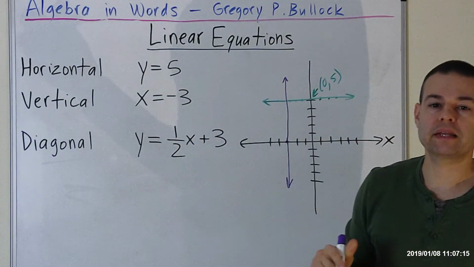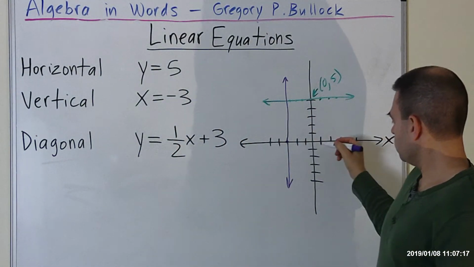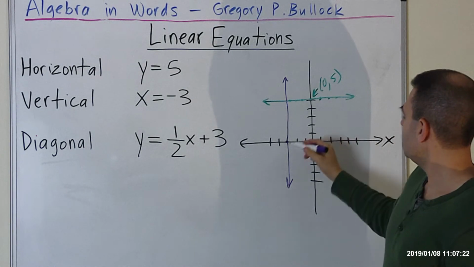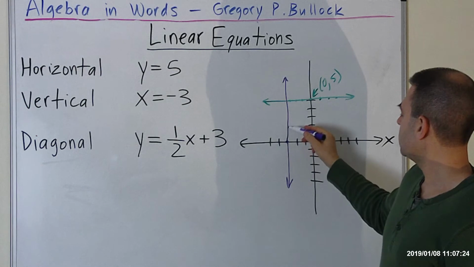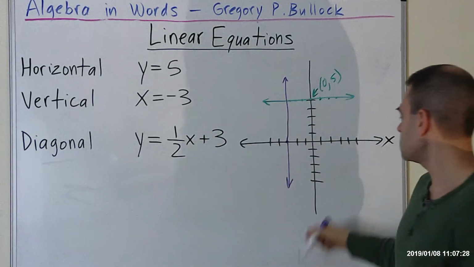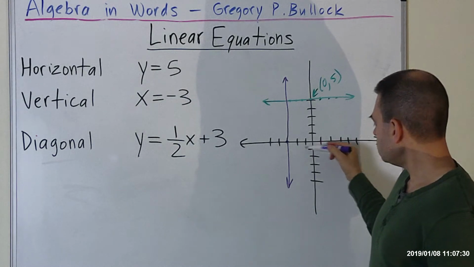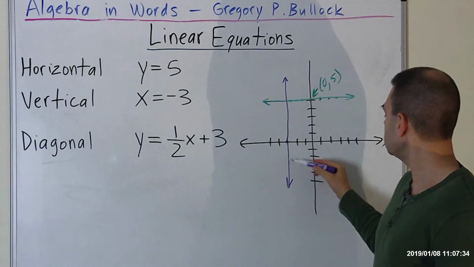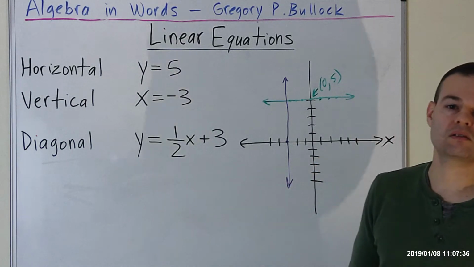If we were to look at the actual points, this would be negative 3, 0. This would be negative 3, 1, negative 3, 2, negative 3, 3. If we were to go below the axis, we would have negative 3, negative 1, negative 2, negative 1, negative 3, negative 1, and so on.